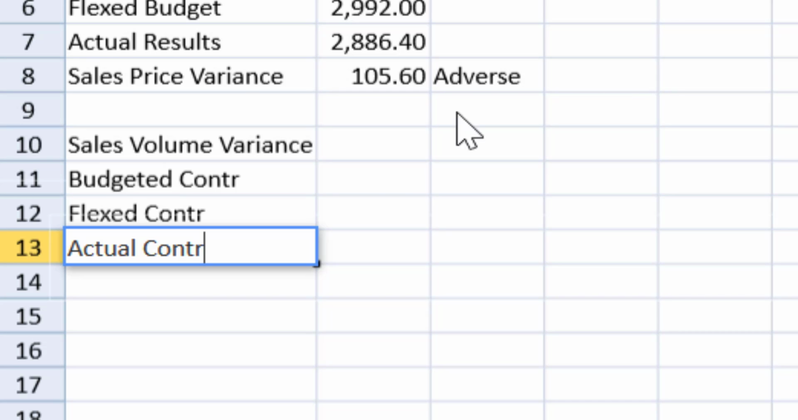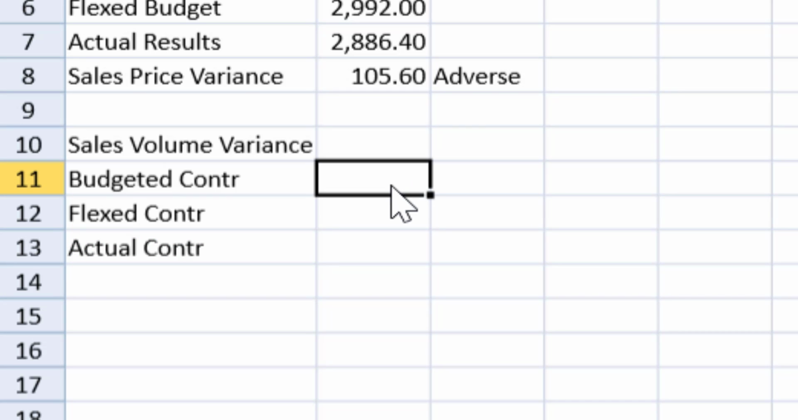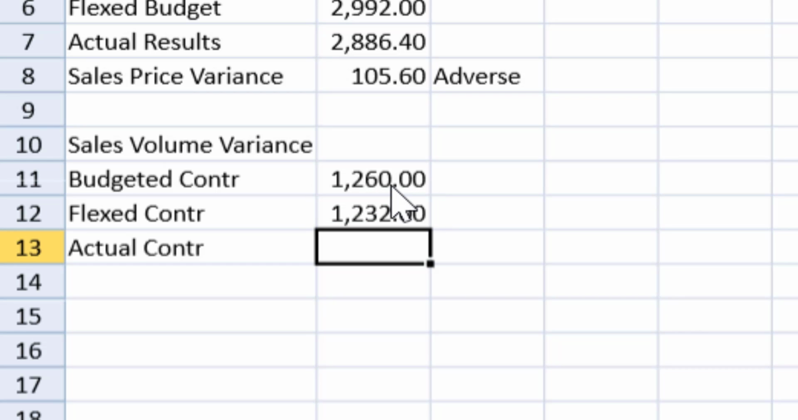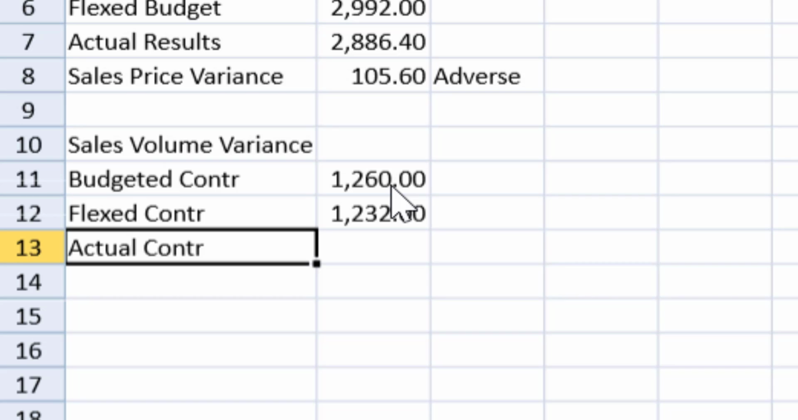Now, budgeted contribution is 180,000 units multiplied by the $7 per unit. The flexed contribution is going to be equal to the 176 units. The only thing that changes is the units multiplied by the 7. We want to keep that same standard or budgeted contribution per unit. And we're not going to the actual this time. Let's get rid of that. We only need budgeted contribution and flexed contribution.